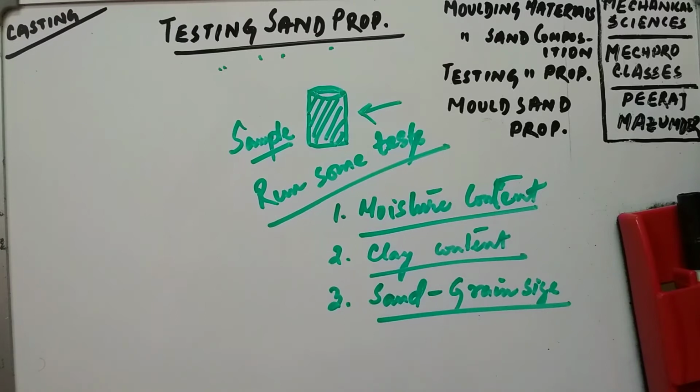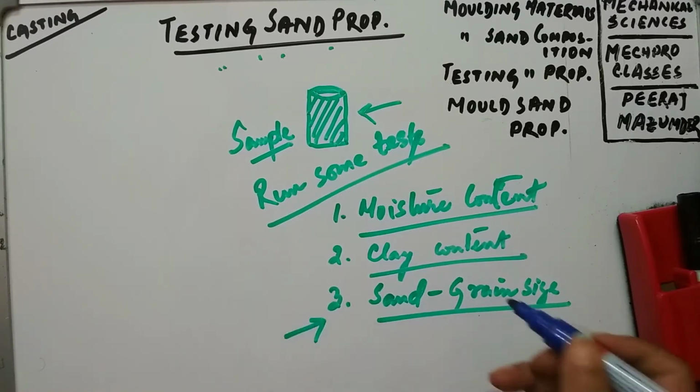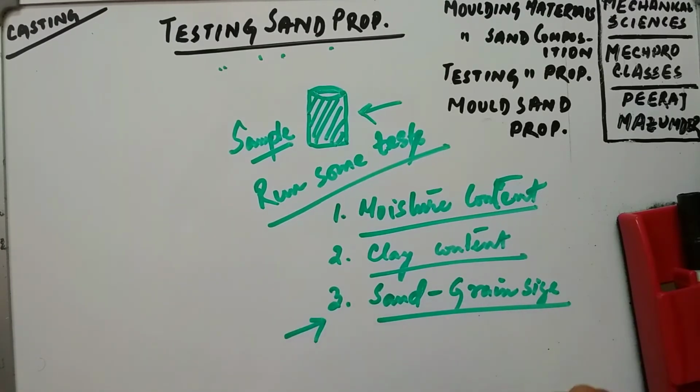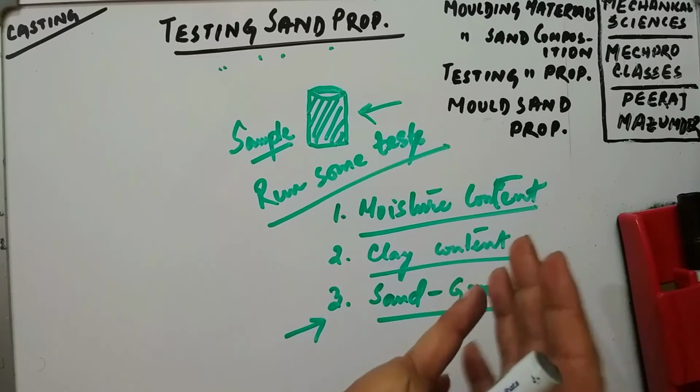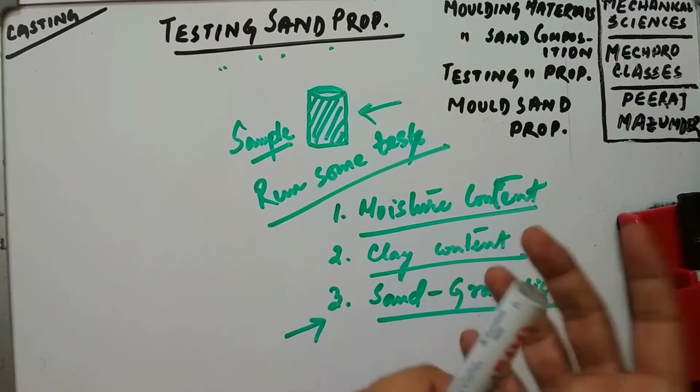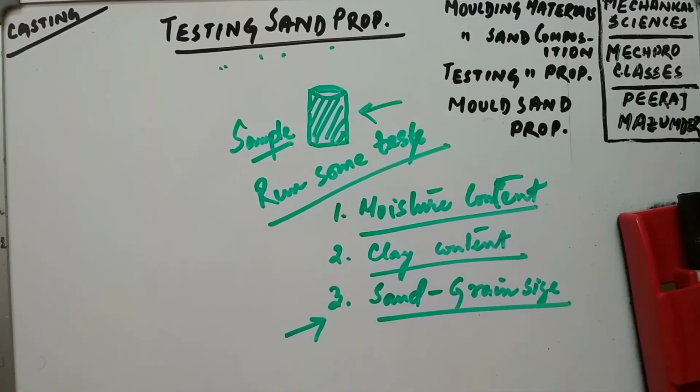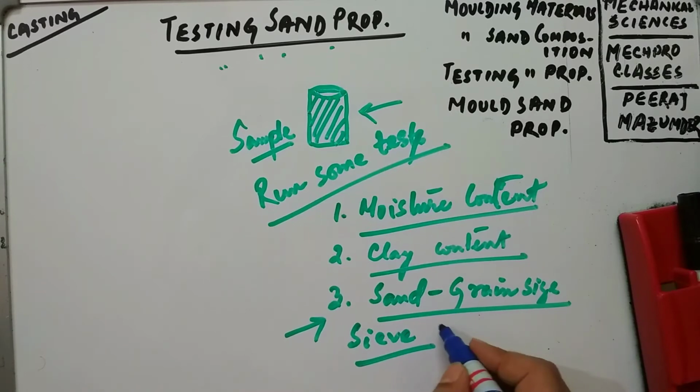We have a particular setup for this sand grain size. We are having different pans. Generally, there is an instrument, you can see the picture on the net as well, the sieve shaker.